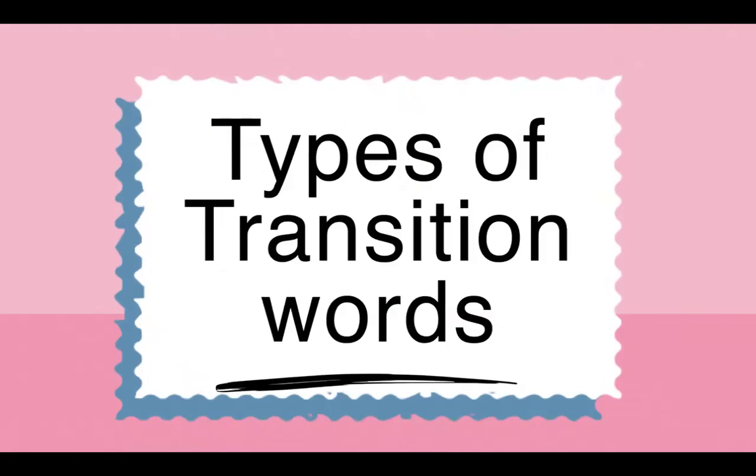So these are the different types of transition words. Broadly, there are four types of transition words, which we'll be discussing in this session. The first type is called addition. There are different words that you can use, and it will give the indication to the other person that you are adding on to some kind of information.